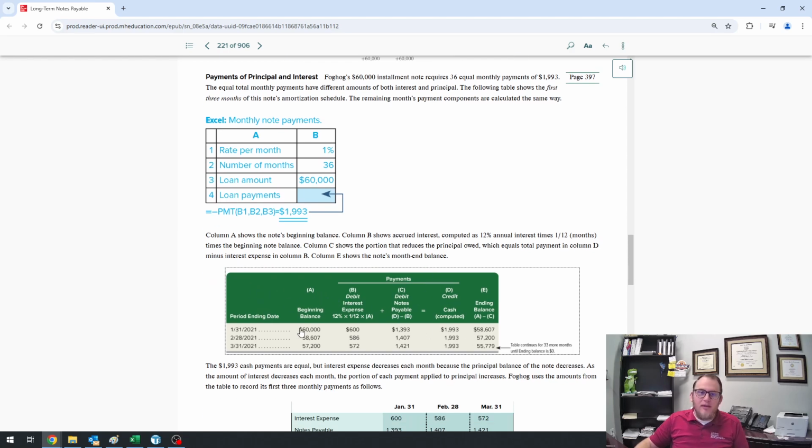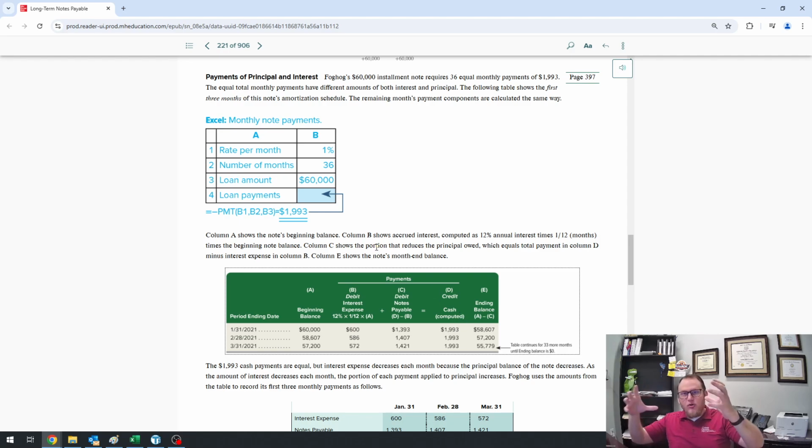And so we can do the same thing. We can run through the same formula, just $60,000 times 1%, because that's 12% divided by 12, which is 1%. And so we could do the same formula for what the payments are going to be.